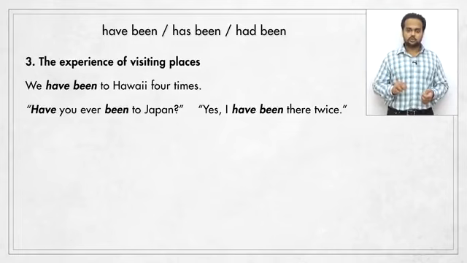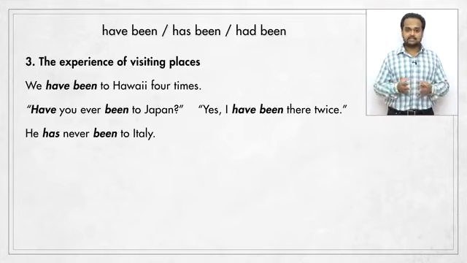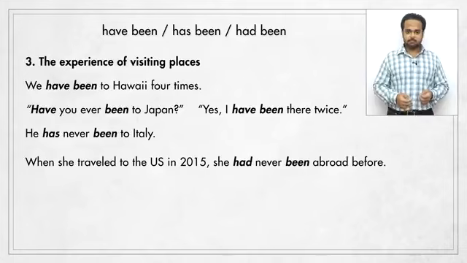It's also common to use this form in the negative. He has never been to Italy. It means he has never visited Italy. All right, how about had been in this context? What is the rule with had been? Do you remember? Only use it if there are 2 actions or events in the past. So here's an example. When she traveled to the US in 2015, she had never been abroad before. So it means she went to the US in 2015, but that was her first visit. Before that point, she had never traveled outside her own country.